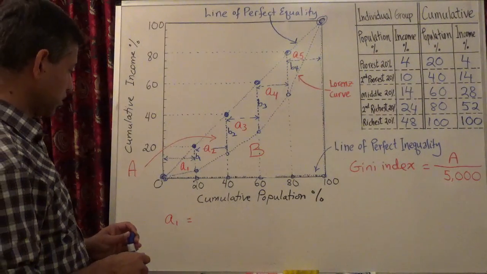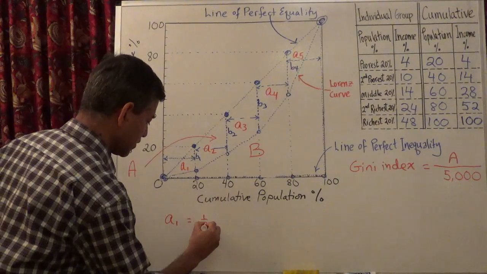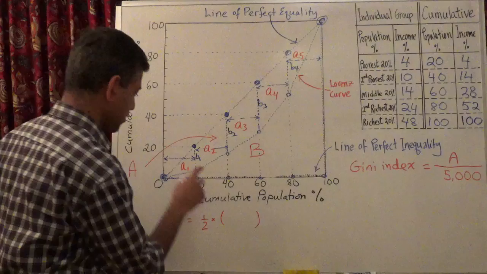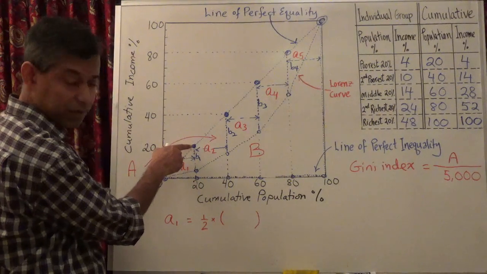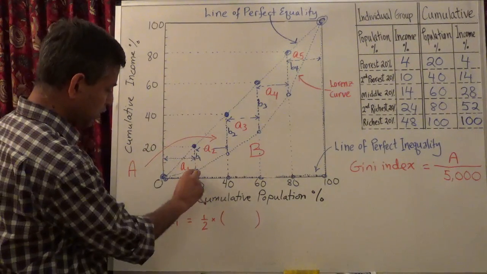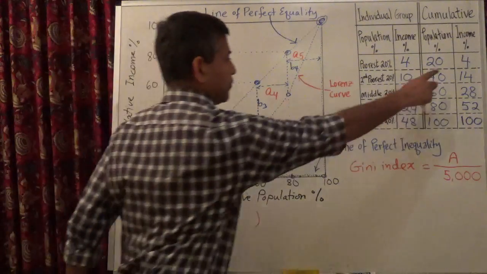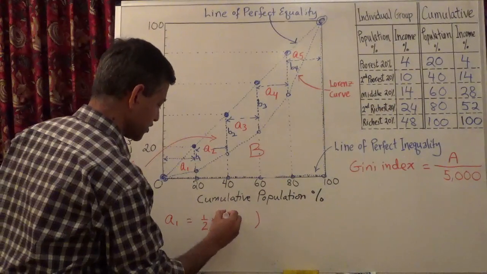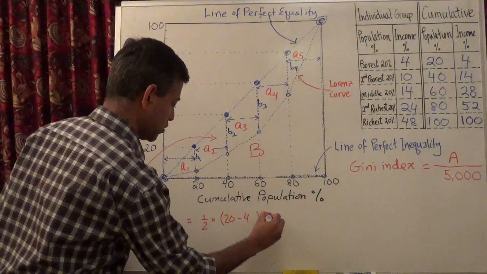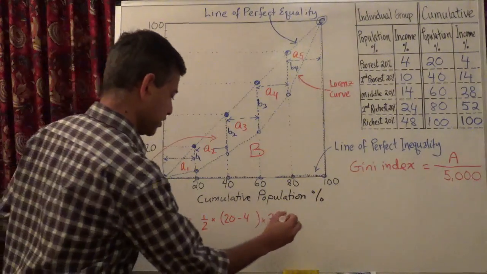Okay, so A1 is going to be 1/2 multiplied by the base, and the base is here 20, which is coming from the diagonal line, so we know it's 20, 20, so the height is 20, and we know this from the income distribution data as well as the Lorenz curve drawing, that this is 4, the cumulative income share. So it's 20 minus 4, that's the base, and the height is 20, and this will turn out to be 160.